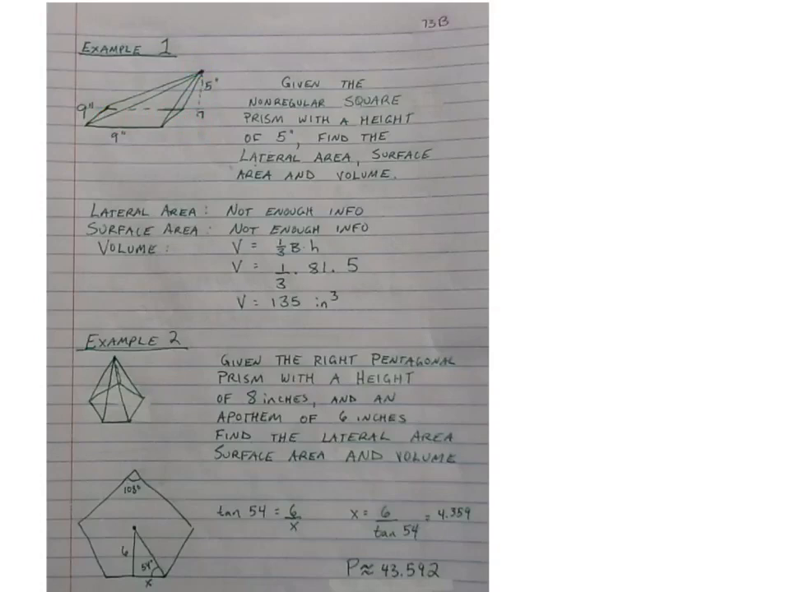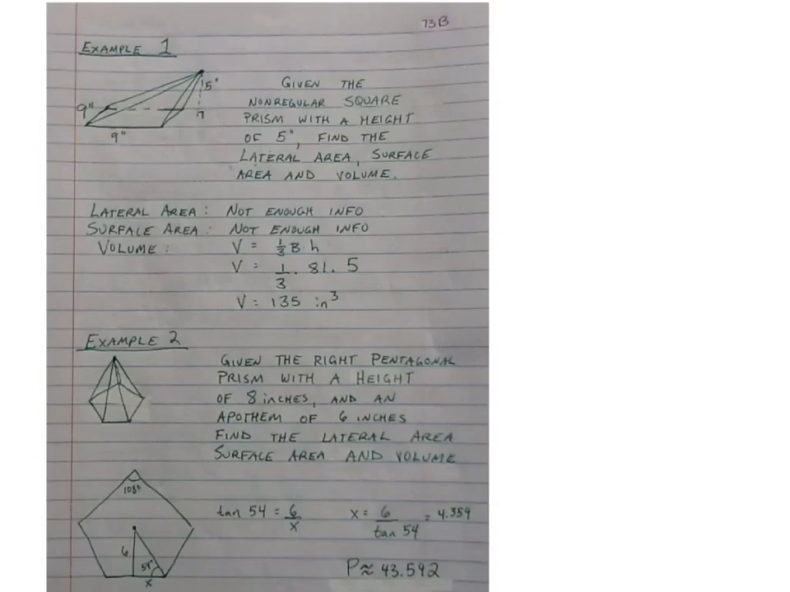not enough info. If I wanted to find the volume, the equation is 1/3 base area times height. So 1/3, and then our base area is 9 by 9, which is 81 inches squared. And then our height is 5 inches. So 1/3 times 81 times 5 gives us a value of 135 inches cubed.